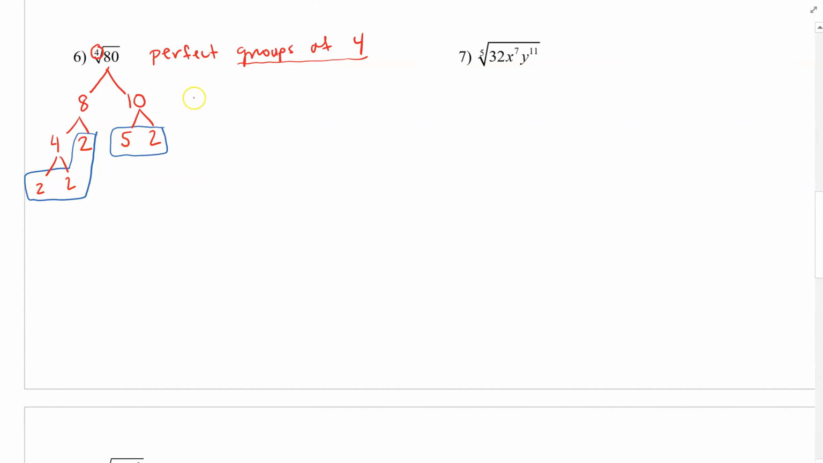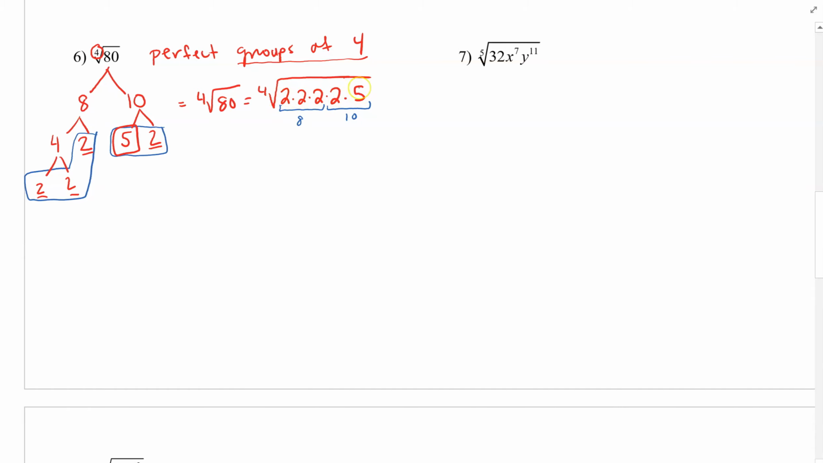So what I can do is write it this way. The 4th root of 80 is equal to the 4th root of, I've got 4 2's, 1, 2, 3, 4. 2 times 2 times 2 times 2, and then I have a single 5, times 5, right? And then just to bring it back to my factor tree, this was 8, and that was 10, just so you can see the multiple ways of writing products, right? 2 times 2 times 2 is 8, 2 times 5 is 10, 8 times 10 is 80. So this is just another way of writing 80.